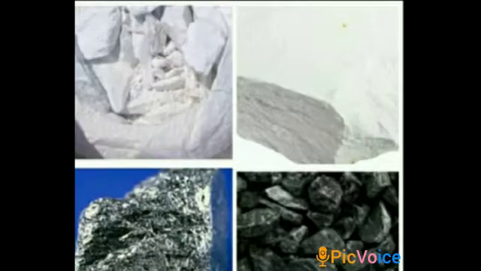Why are we using chalk, children? Chalk is used to write on blackboards and to make things like lime. And graphite. Graphite is used to make batteries and pencil lead. Then why are we using talc, children? Talc is used to make talcum powder. Then coal is burnt to get heat.